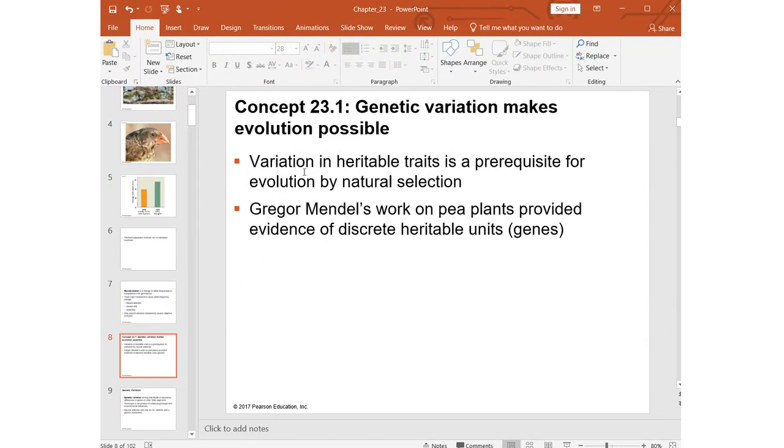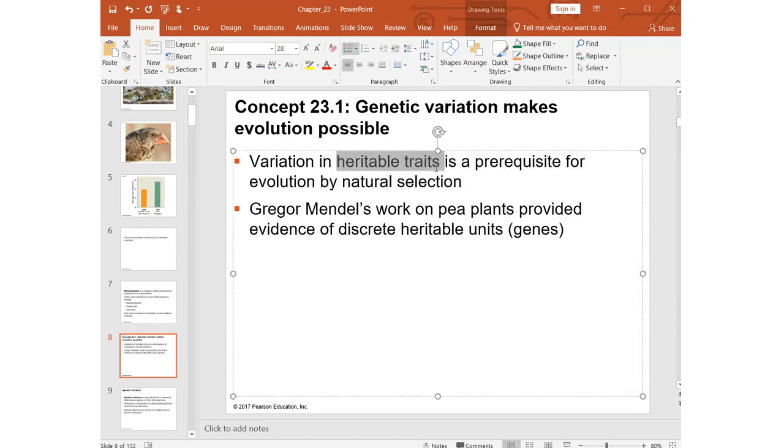Remember now, in chapter 22, we talked about the fact that variation within a species, variation within a population more specifically, is what makes evolution possible. So variation in heritable traits, traits that are controlled by genes, not just the environment, is necessary. It's a prerequisite for evolution by natural selection.